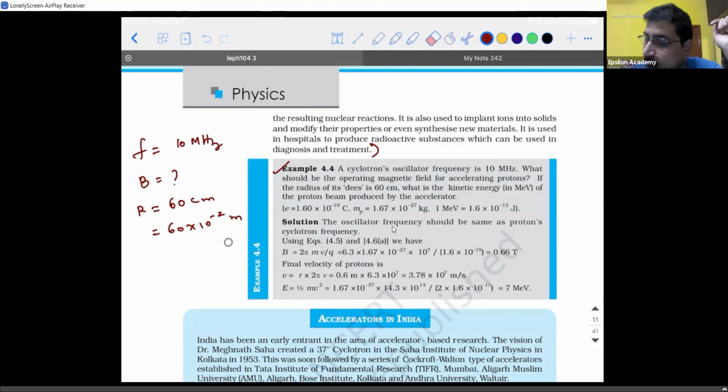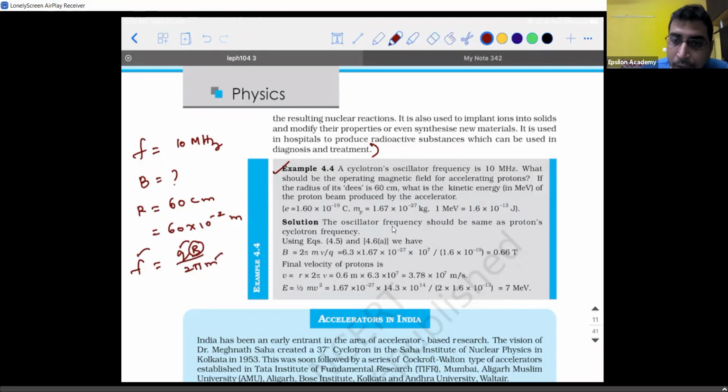Okay. So we know the formula F is equal to QB divided by 2 pi m. So F is given, Q is given, M is given. One unknown, one equation, you can calculate the value of B. Okay. That's it, right? So they ask what is the kinetic energy also.